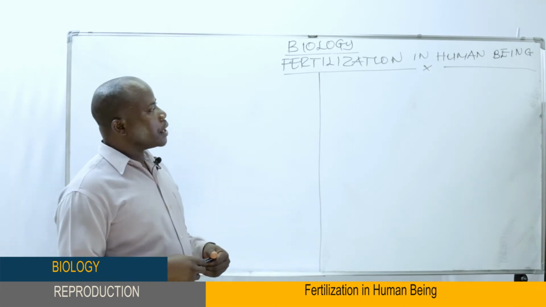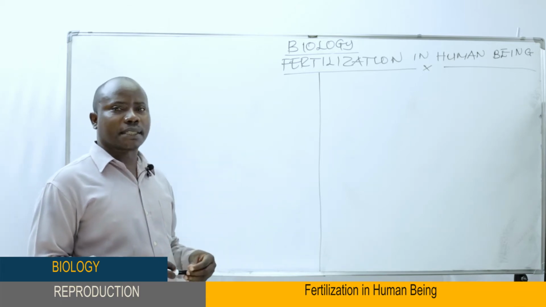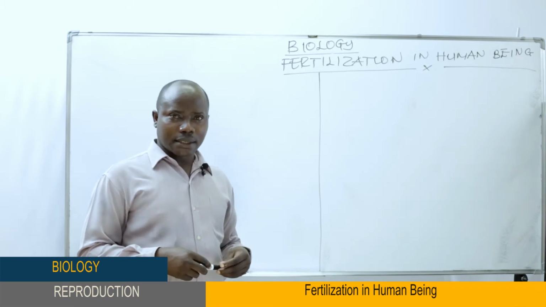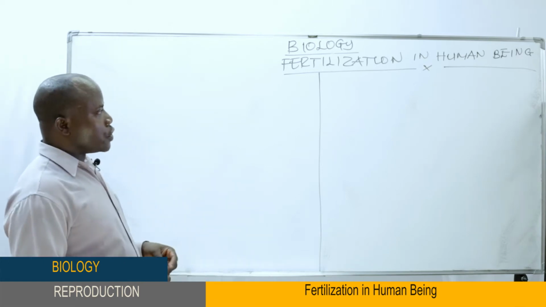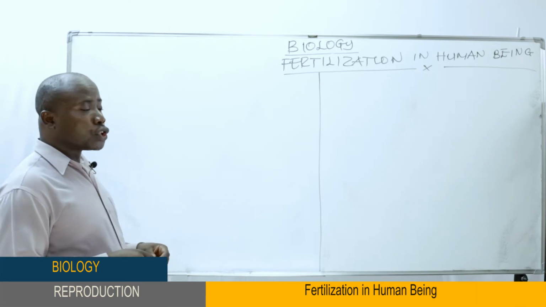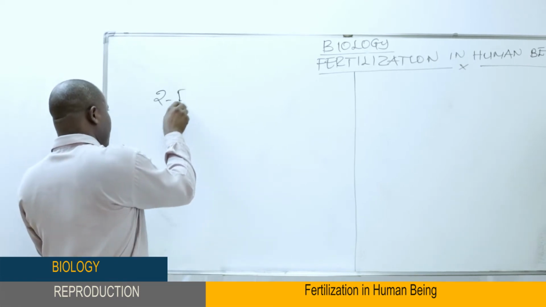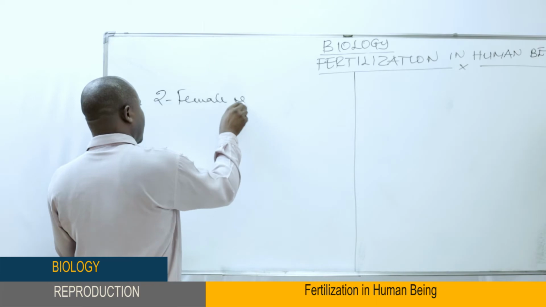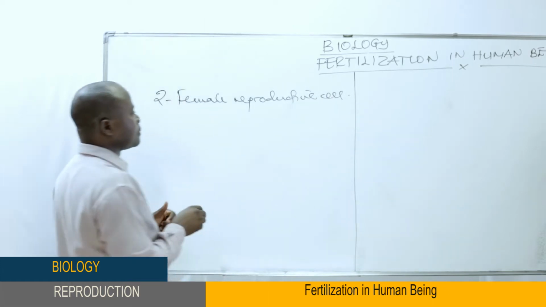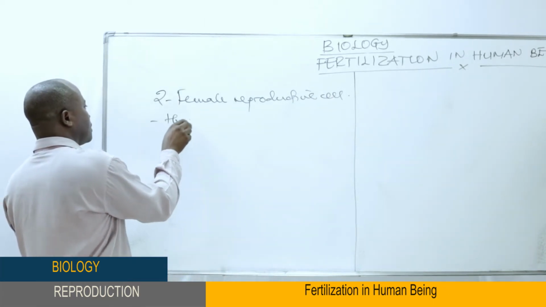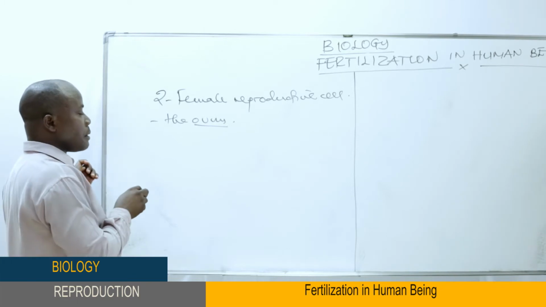But before I go into what I prepared today, let me remind you the important aspects of reproductive cells, which will take part in the process of fertilization. The human reproductive cells involve two gametes. There are female reproductive cell. This is known as the ova. The ovum consists of the following parts.